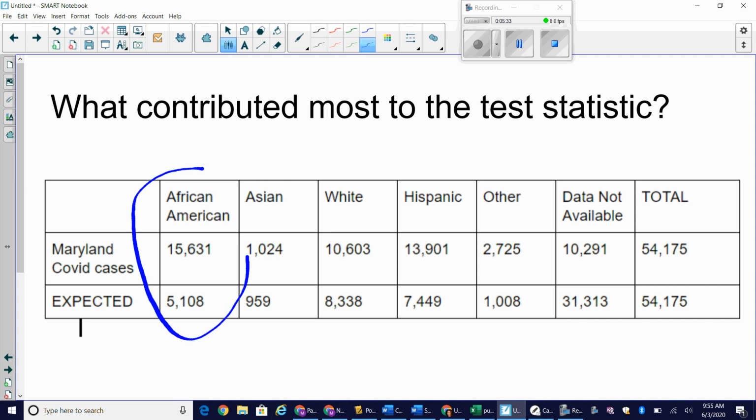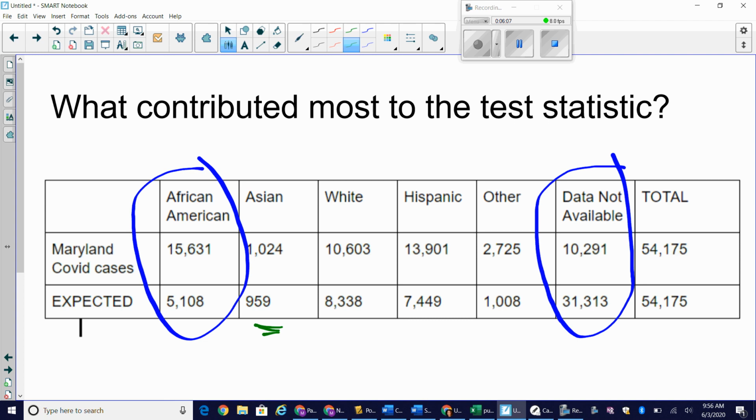Look here with the African American population. That's a huge difference. The data not available, again, a really big difference. The only one that doesn't have a significant difference between what's observed and what's expected is really in the Asian community here. Okay, so it's no surprise that we have such a large chi-squared test statistic. Okay, so we do have convincing evidence to say what's happening at the national level is very different than what's happening for the population of Maryland.